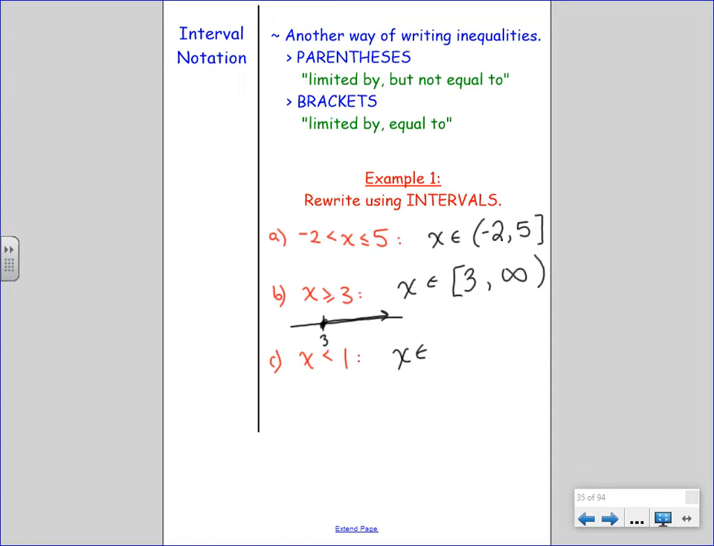As you guys are doing that, let me do the number line representation for the first. Just to remind you, open circles versus closed circles. So an open circle is like a parenthesis, a closed circle is like a bracket.